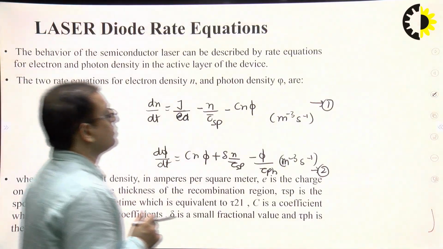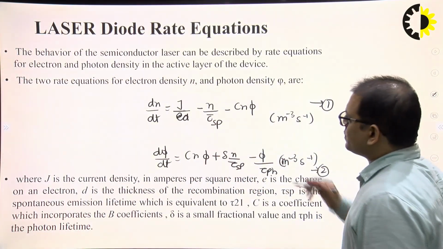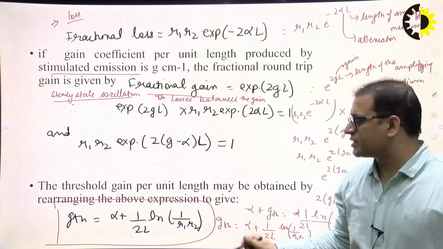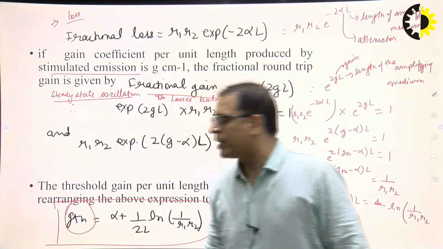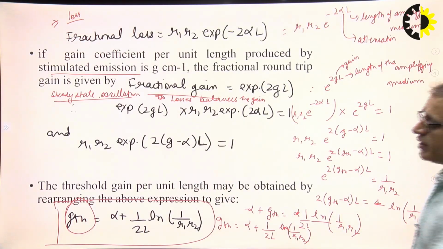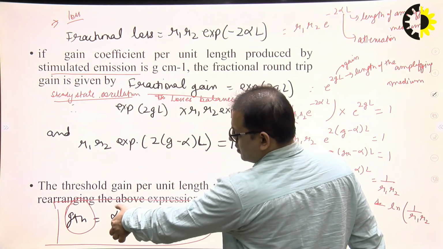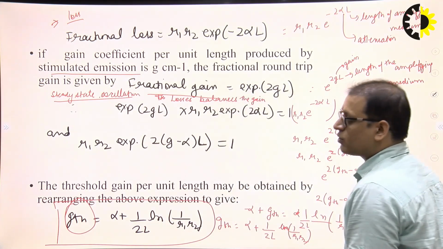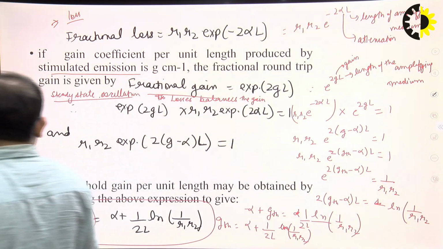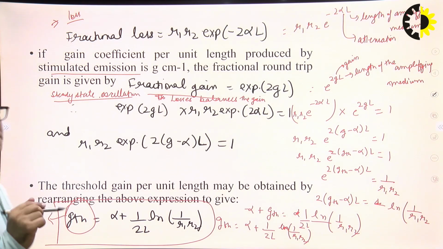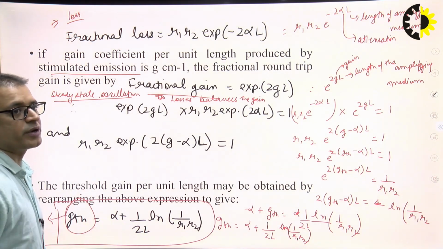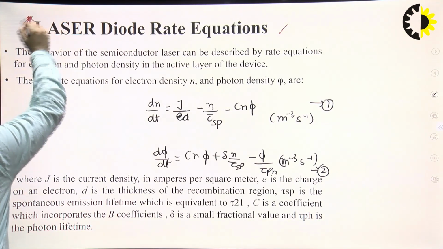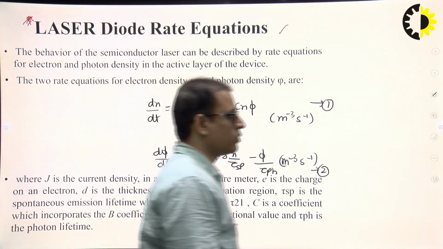So next one is the laser diode rate equation. In the threshold condition, the minimum gain should be achieved by the photon so that it overcomes the attenuation plus 1 upon 2L natural log of 1 by R1 R2. Then only the laser oscillations will get sustained for a longer period of time.